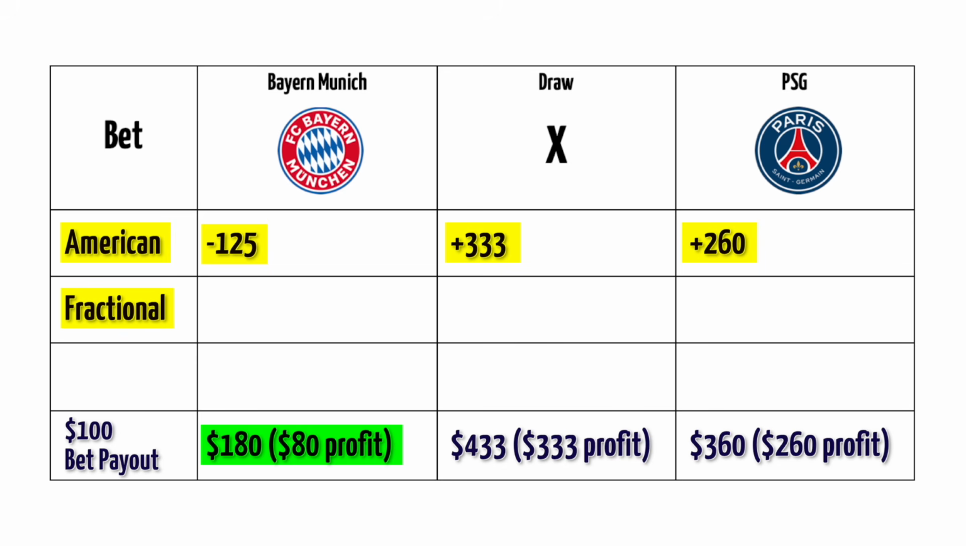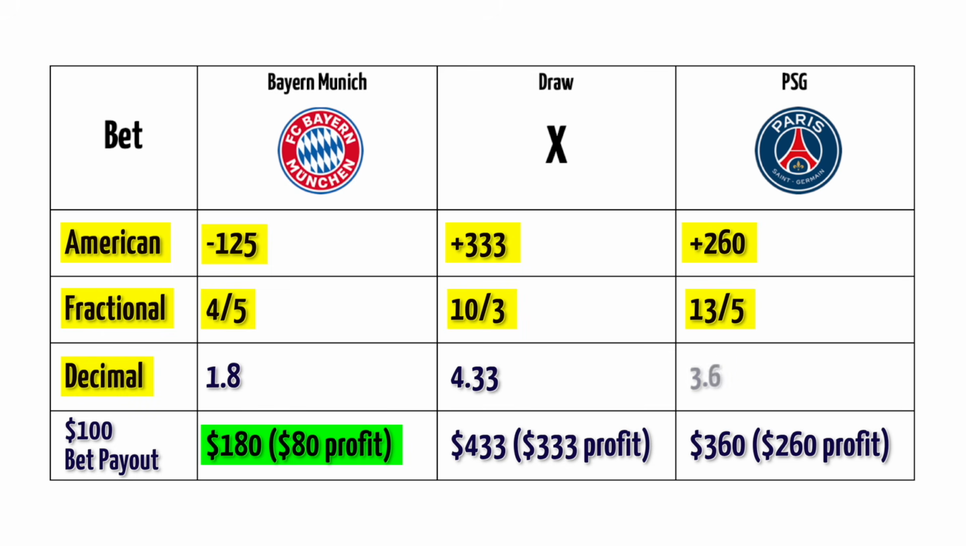Fractional odds represent how much you would profit per $1 you wager. So if the odds were 4/5, you would get 80 cents profit for each $1 wagered, or $180 return in total on a $100 bet. Decimal odds represent how much you would get back, which includes both profit and your initial stake per $1 you wager. So if the odds were 1.8 and if you bet $100, you would get back $180.